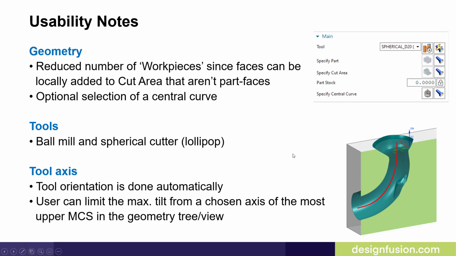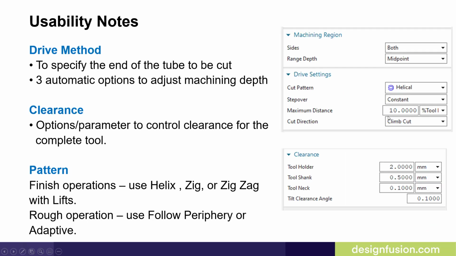For the tool axis, the tool orientation is done automatically. The user can limit the maximum tilt from the chosen axis of the most upper MCS in the geometry tree or view. The drive method: you specify the end of the tube to be cut, and there are three automatic options to adjust machining depth. I'll show you these in the demo. For clearance, there are parameters to control clearance for the complete tool, and you can see that here. And there's that tilt angle that I mentioned in the previous slide.